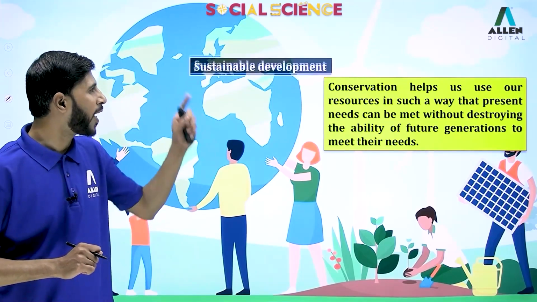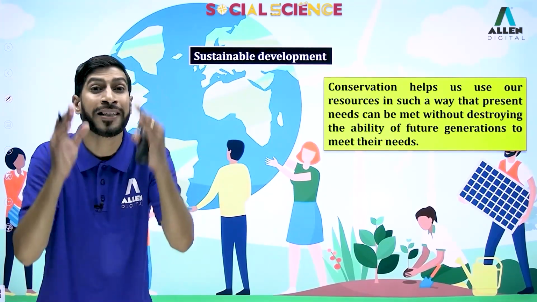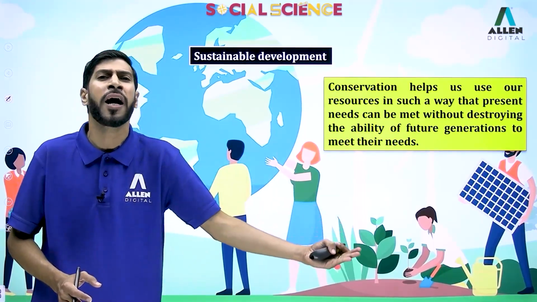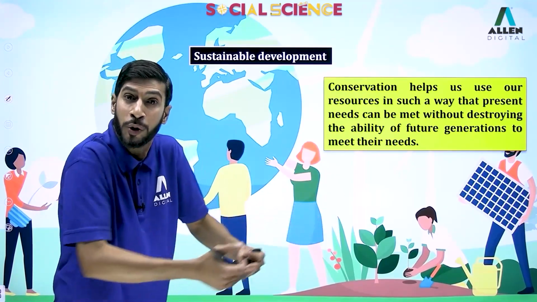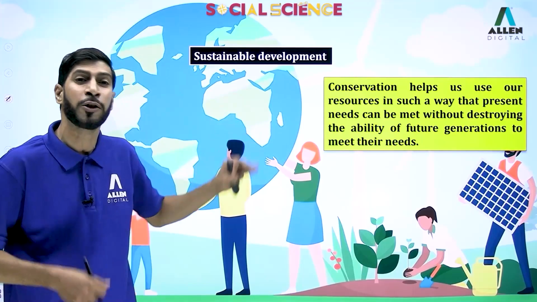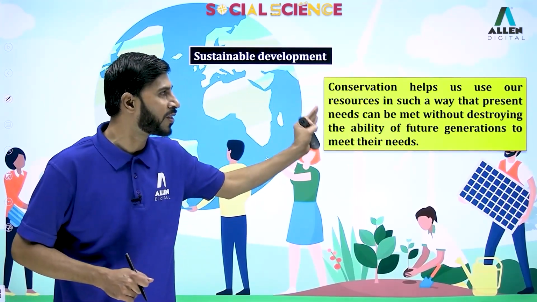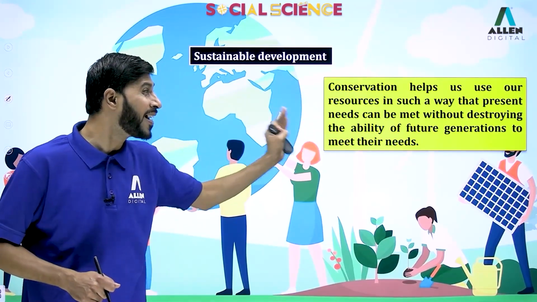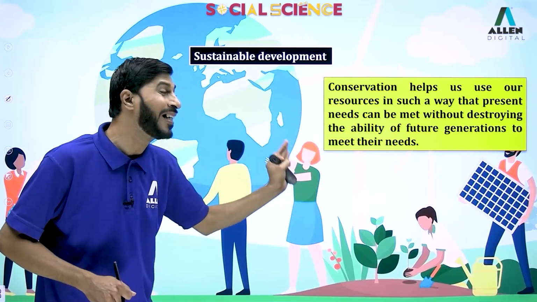Now, for that, we have a term here: sustainable development. What is sustainable development? Development done without harming the environment and keeping a part for the future generation so that they can utilize it. That is called sustainable development, and this is the best way to conserve our environment. Conservation helps us use our resources in such a way that present needs can be met without destroying the ability of future generations to meet their needs.